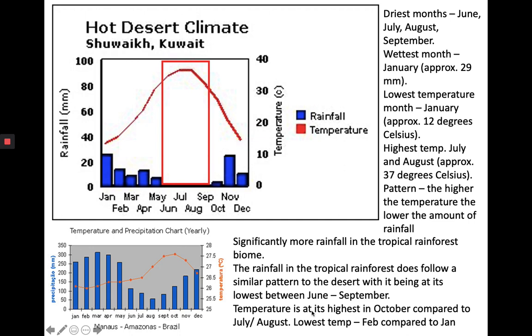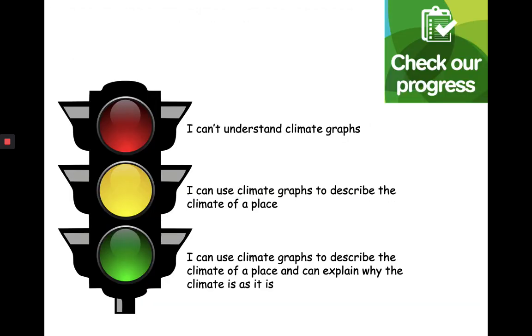Now, temperature is at its highest in October in the tropical rainforest, as you can see, compared to July and August in the desert. And then obviously the lowest temperatures in the tropical rainforest are in February compared to January in the desert climates. So again, with the traffic light system, I can't understand climate graphs. I can use climate graphs to describe the climate of a place. I can use climate graphs to describe the climate of a place and can explain why the climate is as it is. So again, if you're not sure, go back.